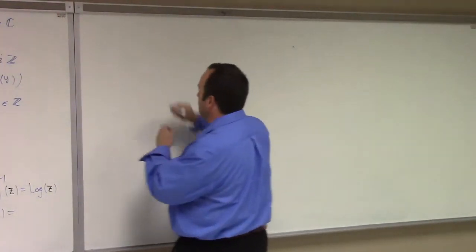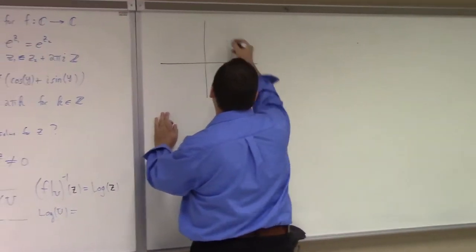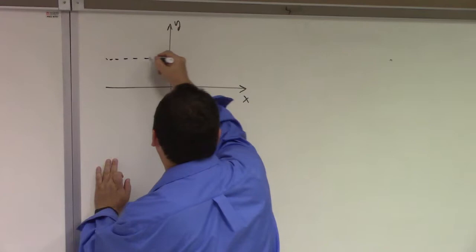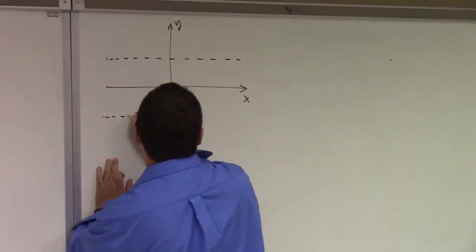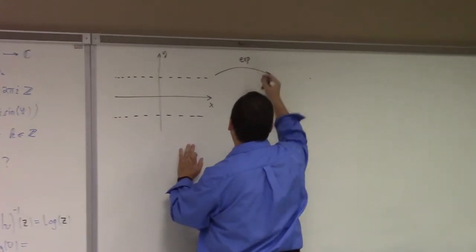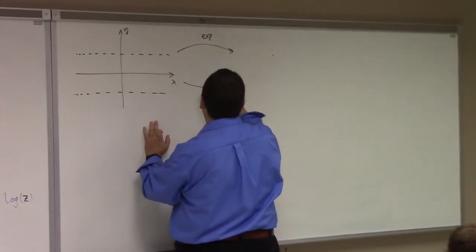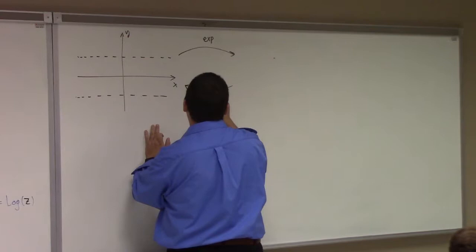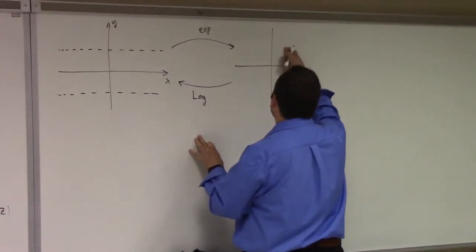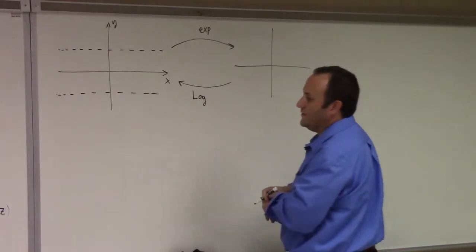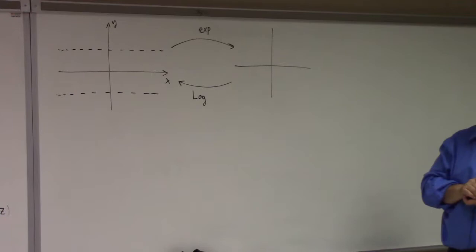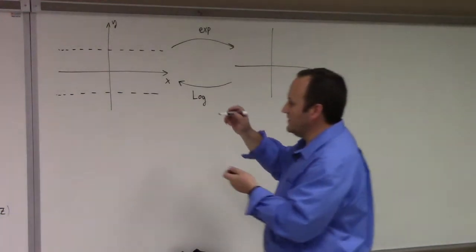So here's the idea. I want to think about restricting the exponential to the strip, and so I'm saying the log should be the inverse function. Okay, here's the question I should be asking: what's the range of the exponential if we just feed it things from the strip? That's actually what I'm interested in.